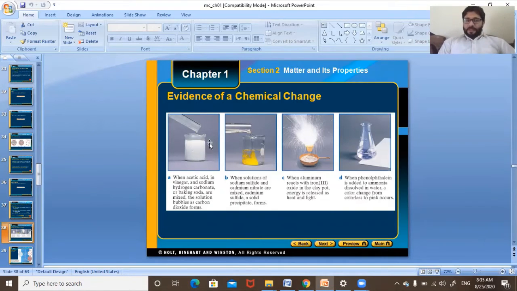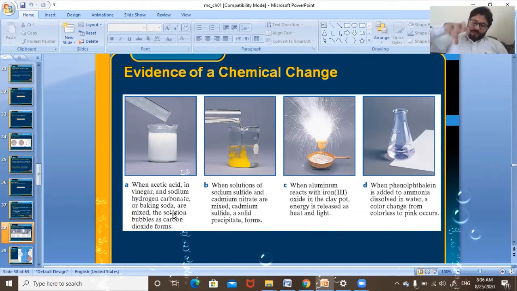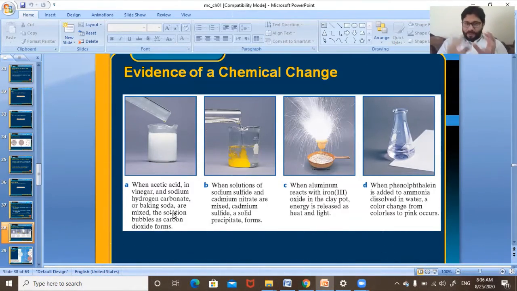bubble formation. If you look into this experiment, when acetic acid in vinegar and sodium hydrogen carbonate, or baking soda, are mixed together, these are the chemicals, an acid and a base. When they are mixed together, the solution bubbles as carbon dioxide forms. So when we mix them together in the beaker, we can easily see the bubble formation there.